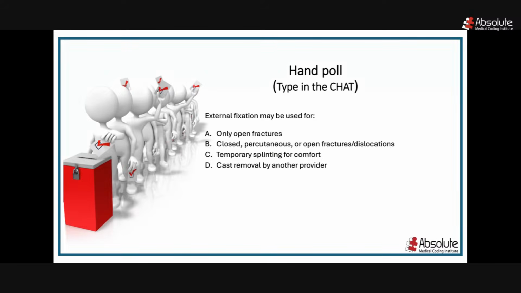Here we go. External fixation may be used for option A, only open fractures, B, closed percutaneous open fractures or dislocations. Option C, temporary splinting for comfort. Option D, cast removal by another provider. What say you, coders? Let me know in the chat.